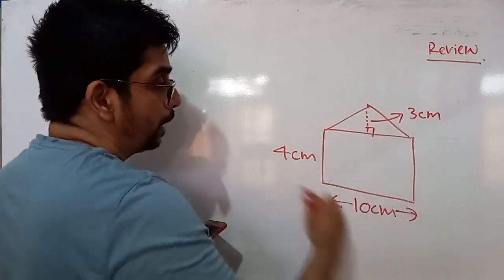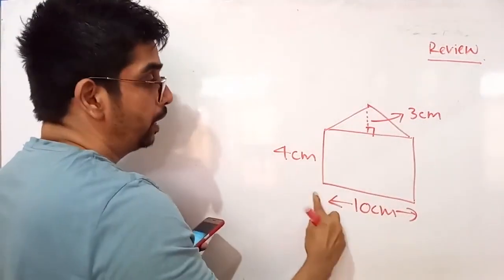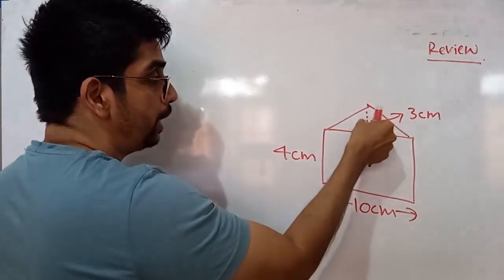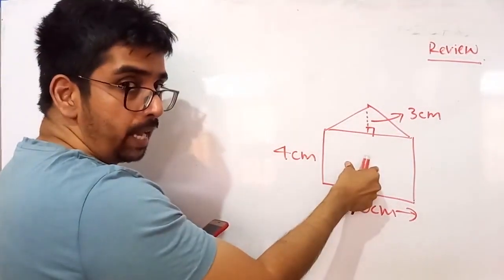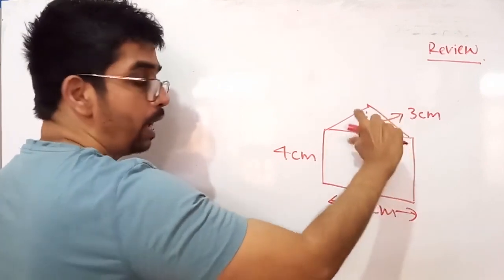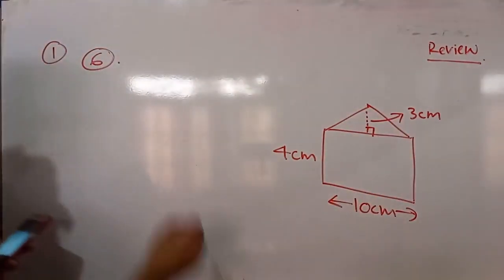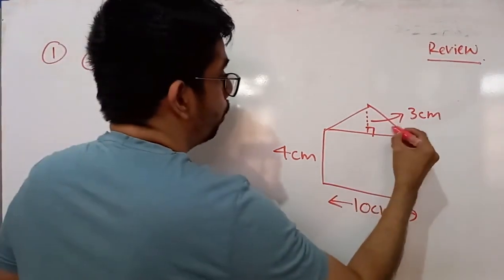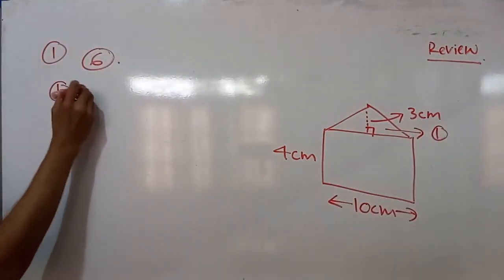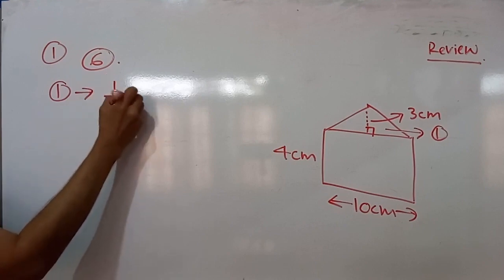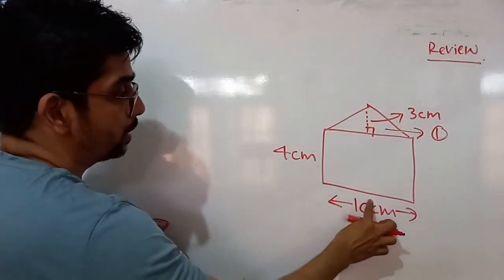So there also we have a composite figure. In order to find the area of this composite figure, first we have to find the area of this triangle, then the area of this rectangle. After that, we have to add those values together. Right? So I will put here 1 as the area of triangle. Okay, so half into base. Base is what? 10 centimeters.